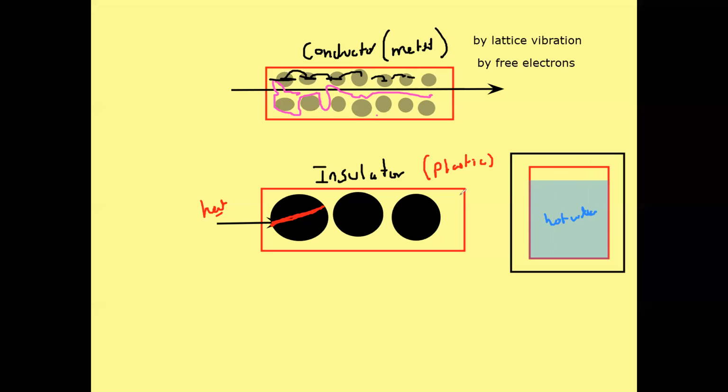So in a container filled with water, these are the molecules, but what happens? It is not able to cause the vibration of the molecules, so it is not able to transfer heat energy from one place to another. Is the difference between conductors and insulators clear?